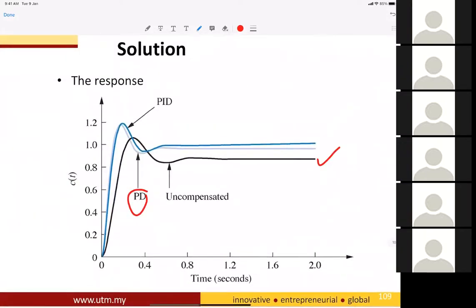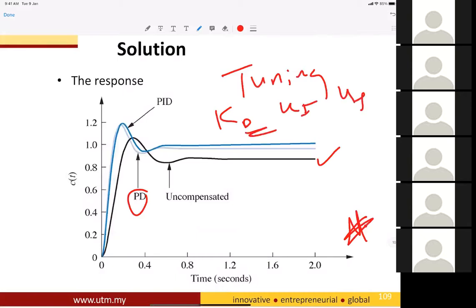Okay, so we stop here. Next week we will go for PID tuning. You need to tune these three values together in order to achieve the design specification. Any questions, guys?